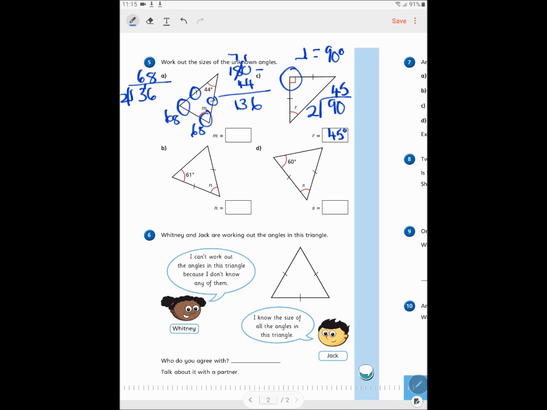Now, if we're having a look at question 6, Whitney and Jack are working out the angles in the triangle. Whitney says, I can't work out the angles in this triangle because I don't know any of them. Jack says, I know the size of all the angles in this triangle. Who do you agree with?